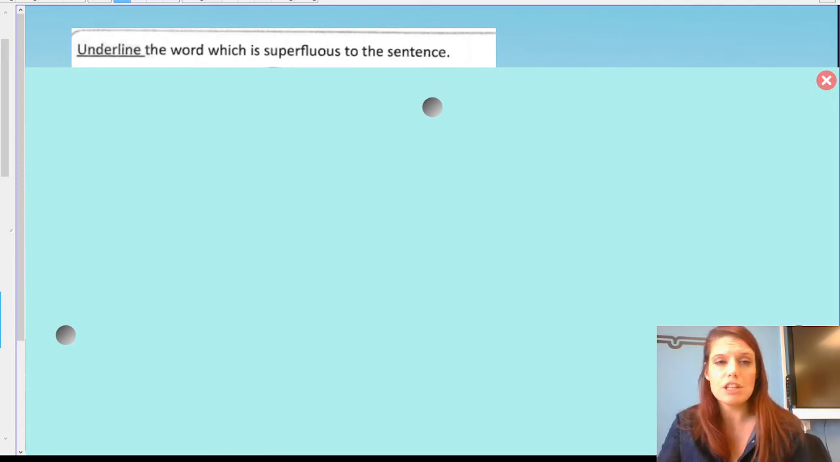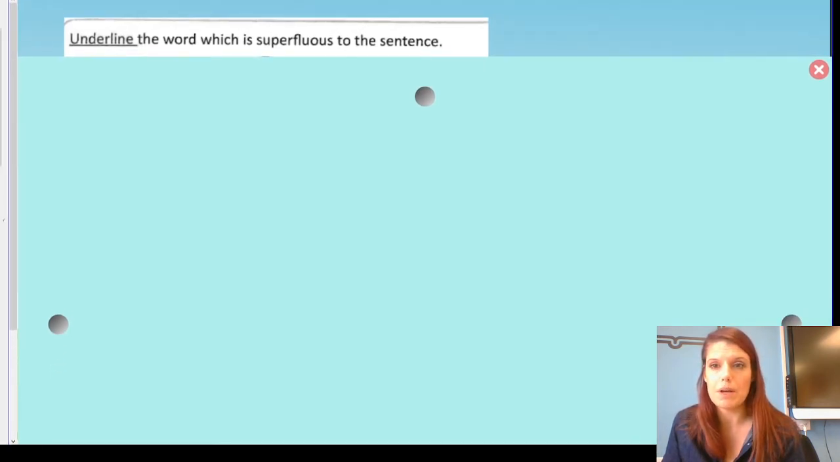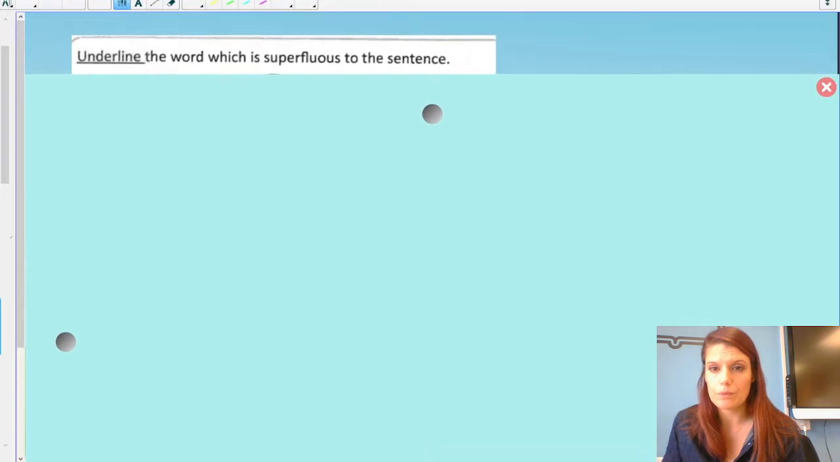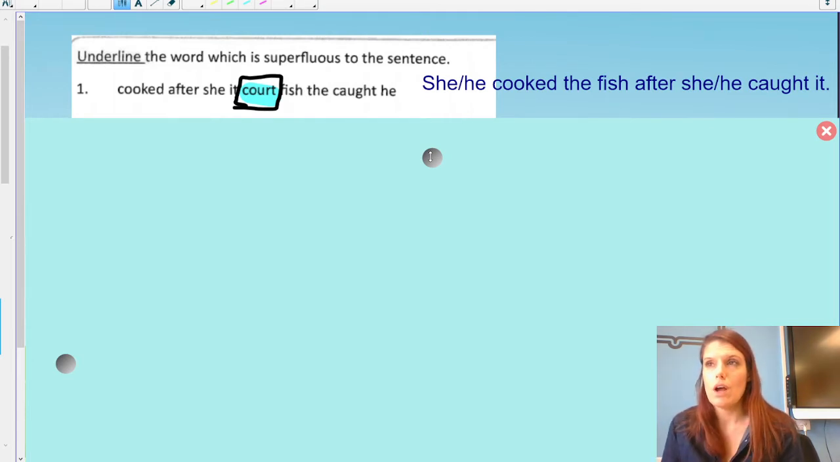And if it helps, you can always write out the sentence how you think it should be. So, number 1, we had she or he. Okay, these can be interchangeable. She cooked the fish after he caught it, or he cooked the fish after she caught it.